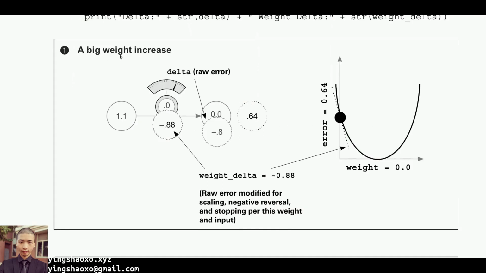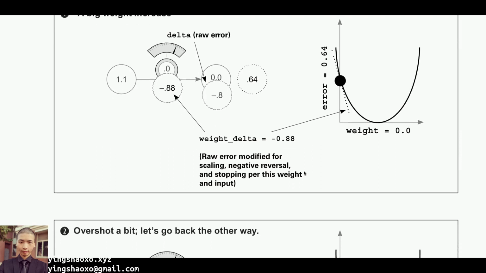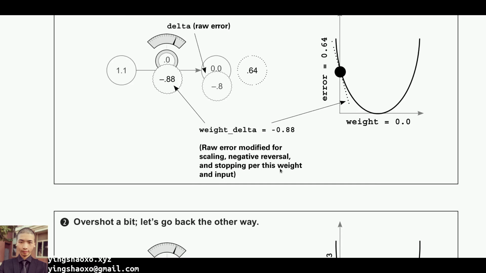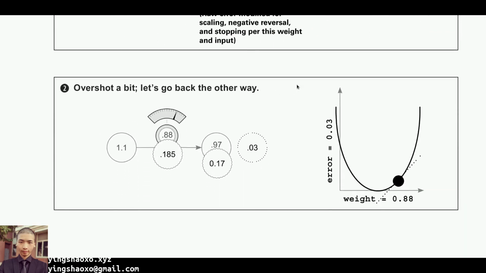A big weight increase. The weight delta equals negative 0.88. Okay, I still don't know what he was talking about here.